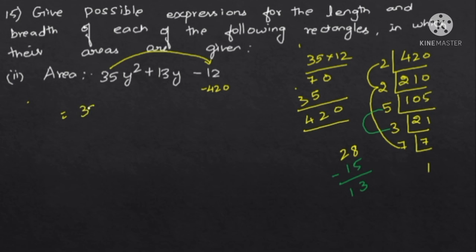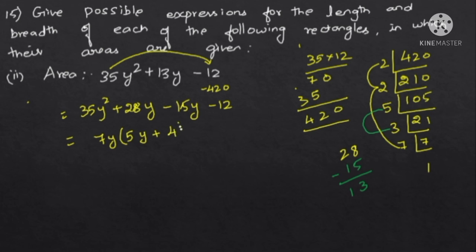So this is equal to 35y square plus 13y minus 12. This we can split as 28y minus 15y minus 12. From these two terms we can take 7y to be commonly out. We get 5y plus 4. Now from these two terms we can take minus 3 to be commonly out, so that we get 5y plus 4. Now we can see that these two brackets are same, so we can take 5y plus 4 commonly out. Remaining we get 7y minus 3.